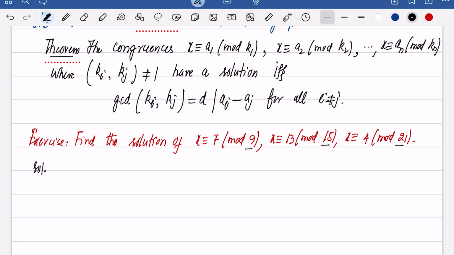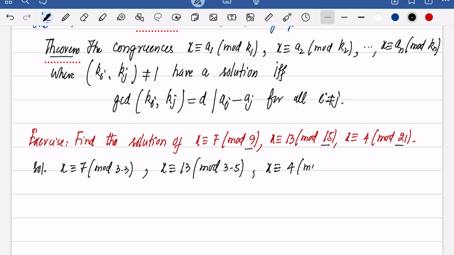Okay, in the solution, we will directly start with the solution. x is congruent to 7 mod 9. We will write this 9 as the prime factorization 3 into 3. The second congruence is x congruent to 13 mod 15. Now write 15 as 3 into 5. x congruent to 4 modulo 21. Write 21 as 7 into 3.